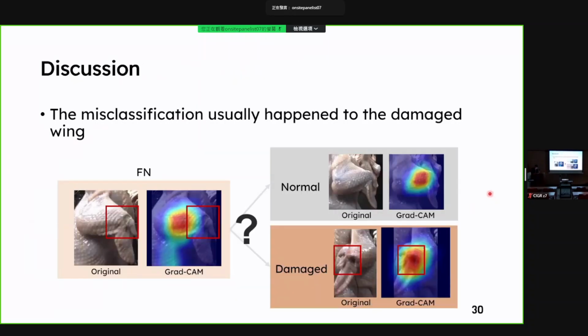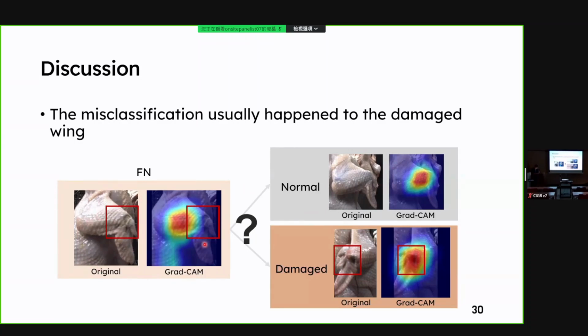And this page shows the false negative case. The red frames here and here are the damaged parts. You can see in the left picture, the false negative case, there is a tear on the wing, and the tear is very small. So the model recognized this picture as the normal class. But this is actually the damaged class.